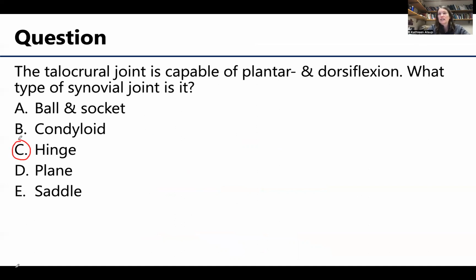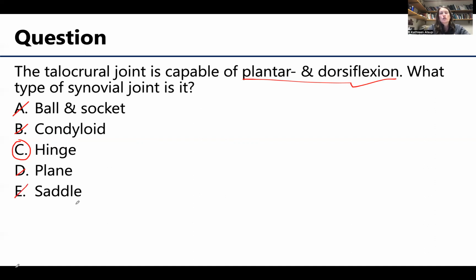So we have flexion and extension is capable at the talocrural or ankle joint, but in this particular joint, we refer to it specifically as plantar or dorsiflexion. So it's only this movement in this one plane that we have occurring at the talocrural joint. Certainly not a ball and socket, condyloid, or plane. That would not be enough movement. And then saddle is not correct either.